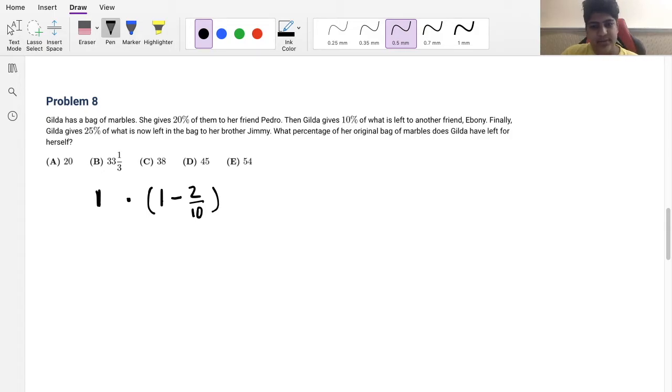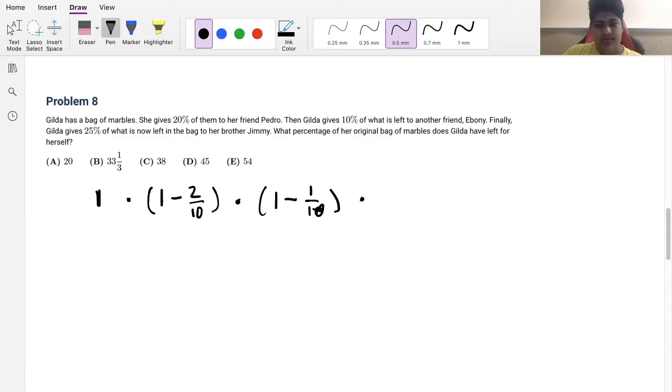Now she gives 10% of what's left to another friend. So likewise, this is 1 minus 1 over 10, because 1 over 10 is the 10%, and the 1 is her remaining marbles. Now she gives 25% of what is left in the bag to Jimmy. So once again, we repeat the drill.